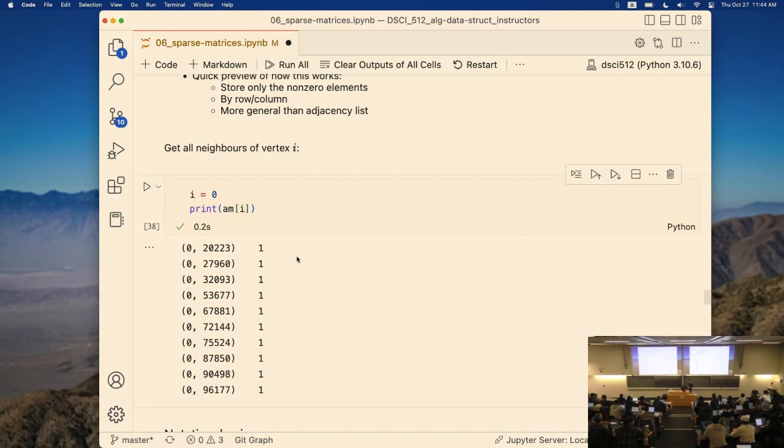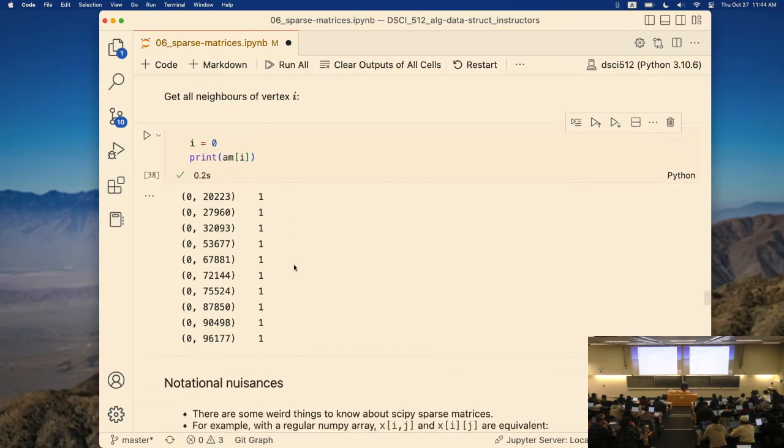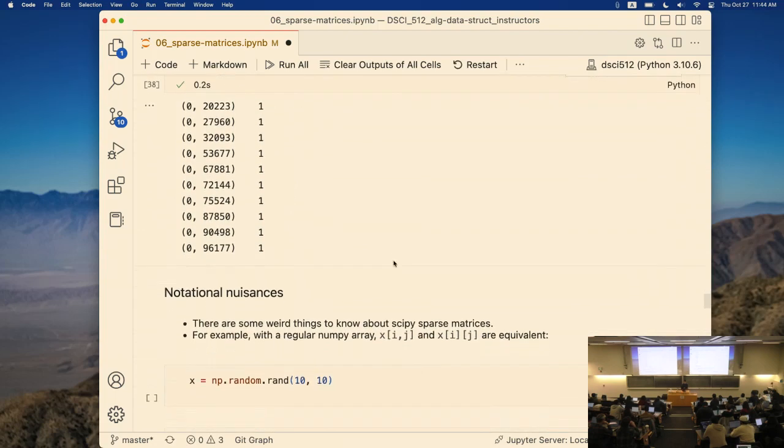Okay. So this is a particular type of representing a sparse matrix. There are various ways that you can represent a sparse matrix. This is called the, I think, coordinate format, something like that. So it just stores the coordinates of non-zero values and then the values.